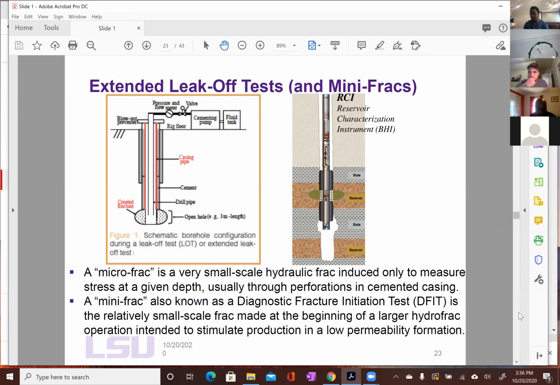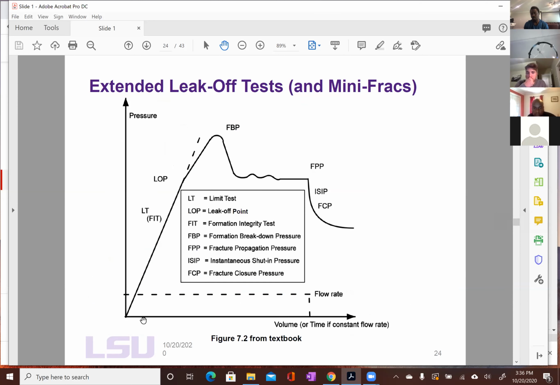So let's go deep into this now. So can you all explain every bit of this test now? So this is your extended leak-off test. It's been run for as long as possible until you see this fracture propagation pressure. And you should be able to do exactly what I'm going to do now, which is to explain all of this. So first part is linear. Why? The volume of the wellbore is fixed. You are injecting at a constant flow rate, right?